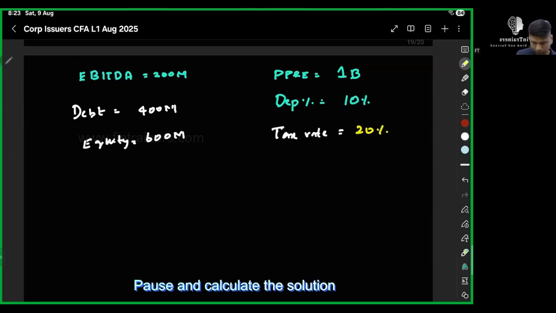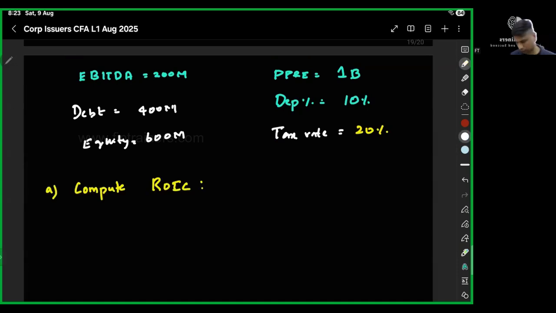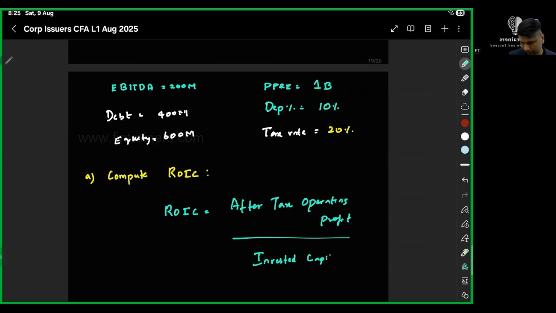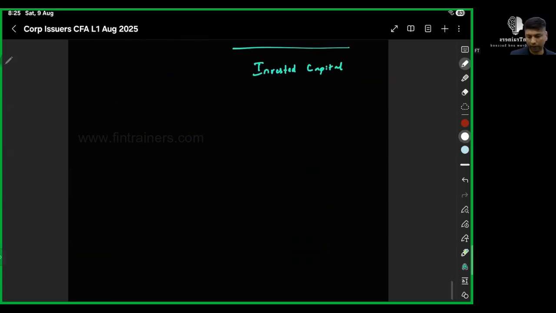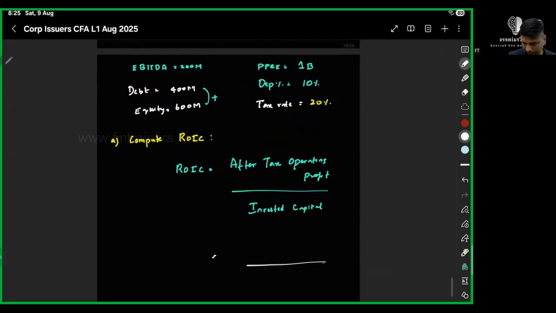Okay. Compute the ROIC. After tax operating profit divided by invested capital. That is your EBIT multiplied by 1 minus tax rate divided by invested capital. Invested capital is debt 400 plus equity 600. That's your total capital, 1,000 million or 1 billion. We know that. My denominator is that 1,000 million.